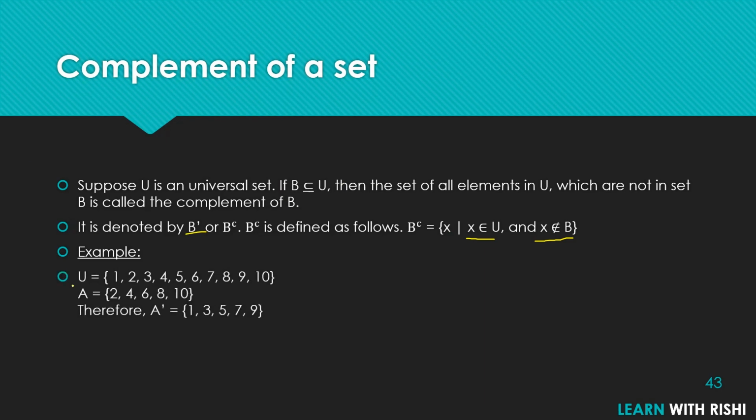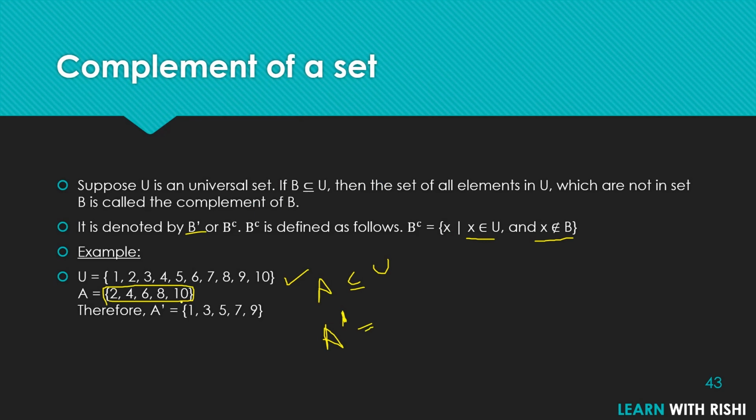For example, now I have a universal set here: 1, 2, 3, 4, 5, 6, 7, 8, 9, 10. So this is my universal set. Set A is {2, 4, 6, 8, 10}. Every element of set A is included in the universal set, so I can say set A is a subset of U. Now what is the complement of A?